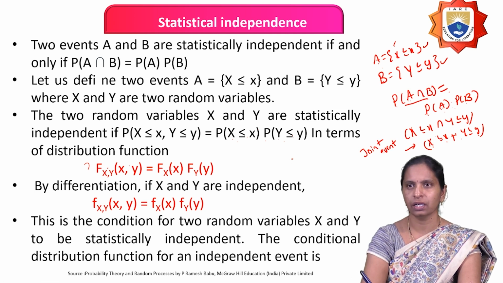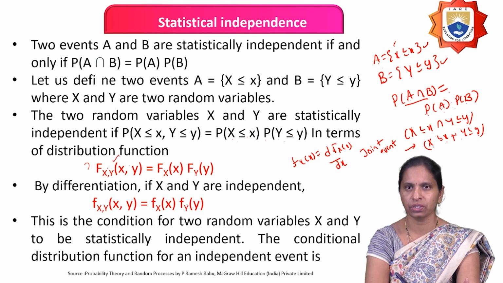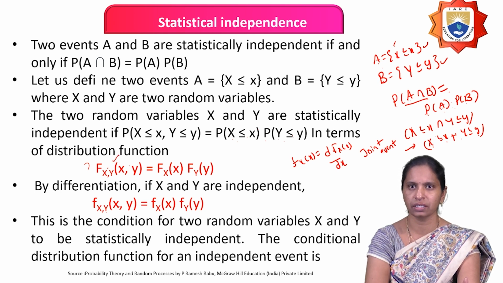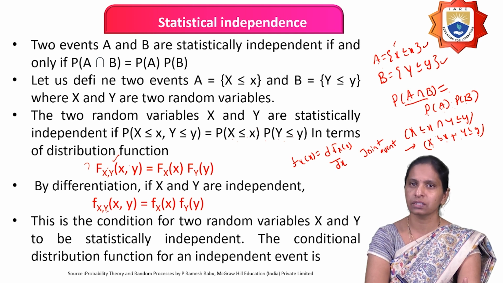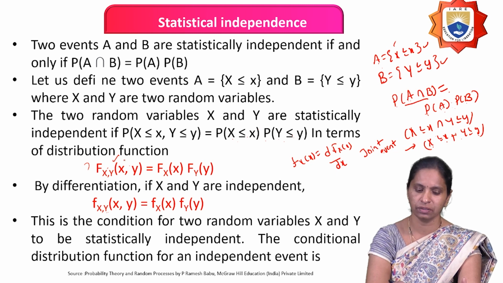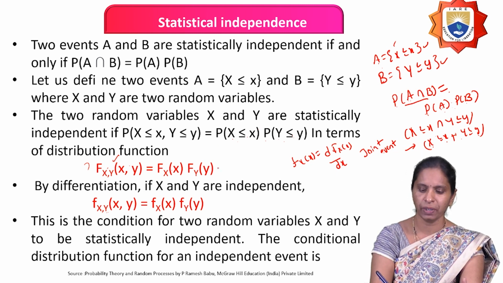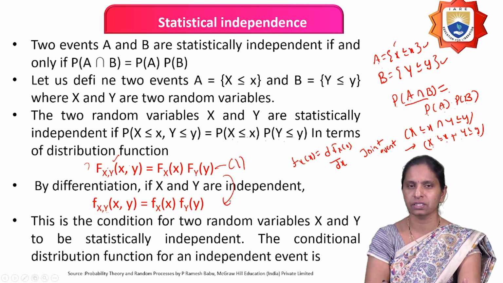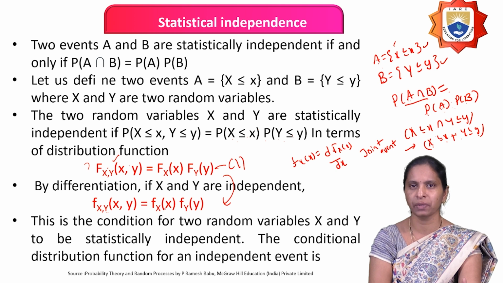Now, what about the density function? We know that the density function of a random variable X is nothing but the differentiation of the distribution function. Similarly, the joint density function of two random variables X and Y is equal to the differentiation of the joint distribution function with respect to x and y. Therefore, by differentiating this equation 1, we are going to get the joint density function and the corresponding marginal density functions. Therefore, what can you obtain here?